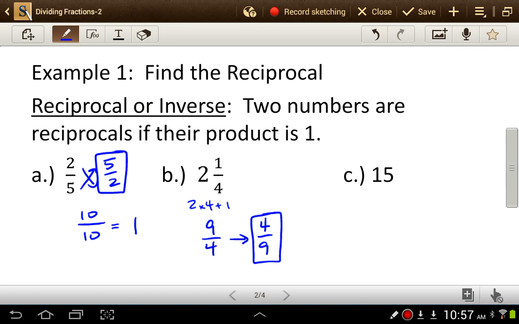Okay, 15. Well, this is not a fraction, so the first thing I'm going to do is write it as a fraction. 15 is the same as 15/1. Now I can flip that, so that is 1/15. So with a whole number, you put the 1 on top, because the 1's on the bottom now, so we need to flip that to be the 1 on top. If you need to pause, go ahead. Otherwise, I'm moving on to the next screen.